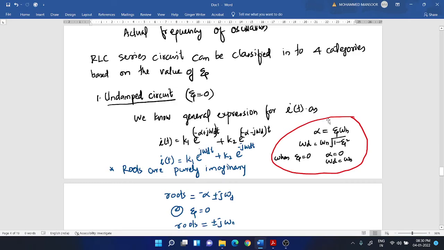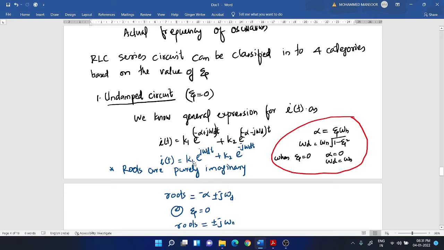We know the general expression for I of t as I of t is equal to k1 e raised to minus alpha plus j omega d t plus k2 e raised to minus alpha, here it becomes minus j omega d t. We know alpha is theta omega n and omega d is omega n into root 1 minus theta square. In this case, undamped system, theta is equal to 0, so alpha becomes 0. When theta is equal to 0, omega d becomes omega n. So in the undamped circuit, damped frequency of oscillation is equal to natural frequency of oscillation.